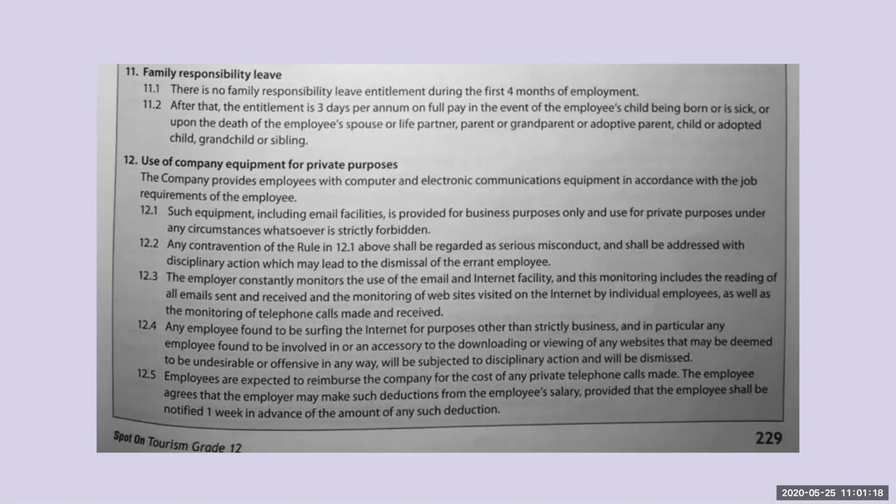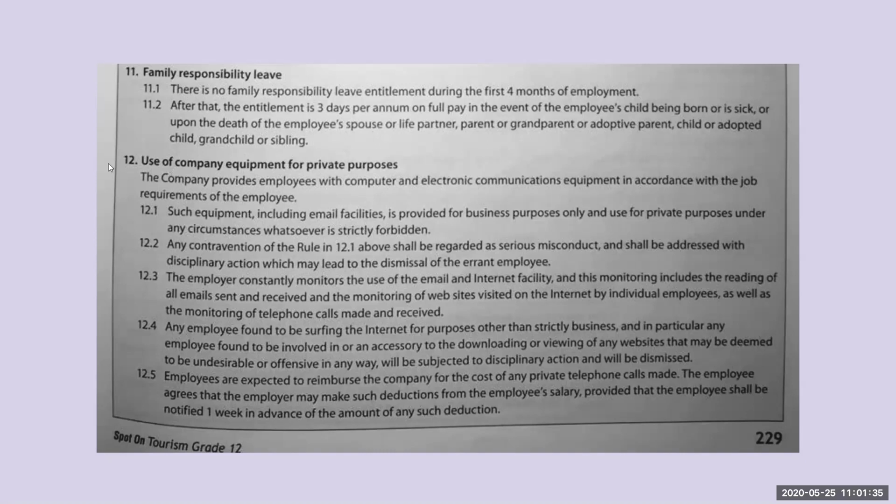Number 12 is quite important, use of company equipment for private purposes. So this is something that companies usually take very seriously. You're not allowed to use company equipment for your own private uses. Let's have a look at all these stipulations.